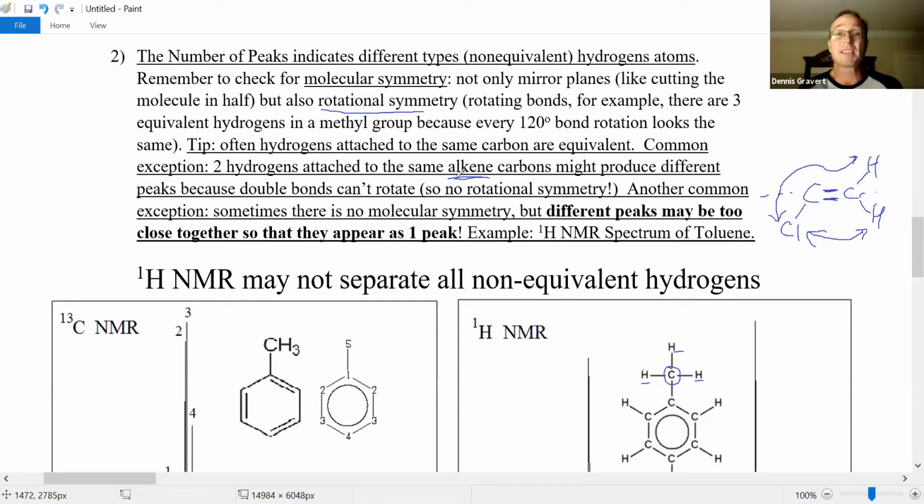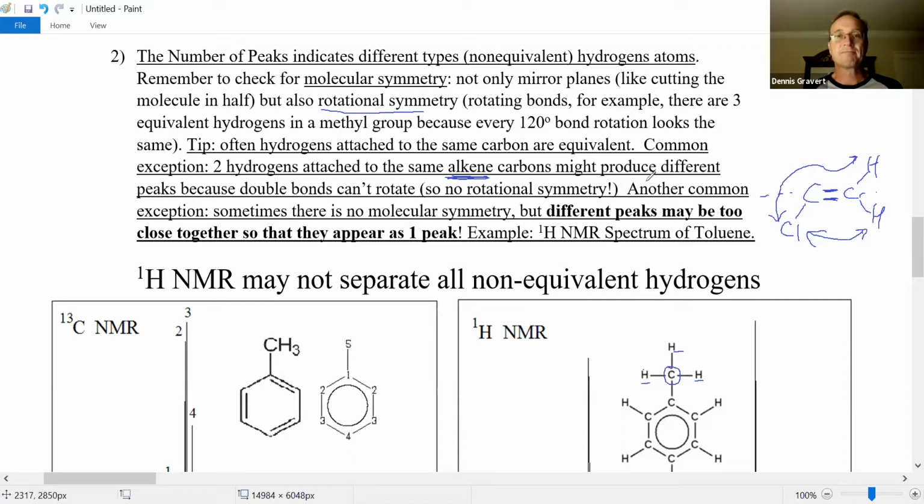So that's the big exception. It's the only one. Ooh, I hope that's the only one. I should double check my exams before I make them, before I hand them out to students. But I'm pretty sure that's the real only exception. I'll let you know if there's another one. Just to reiterate, hydrogens attached to the same carbon usually are equivalent, produce the same peak, overlapping peaks. But here's an exception, alkene hydrogens.